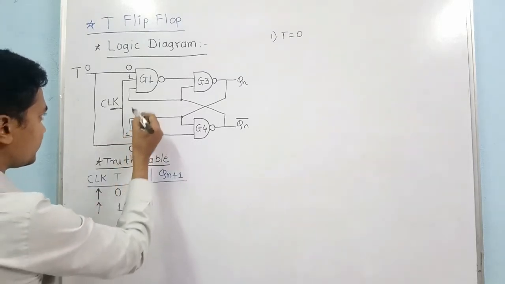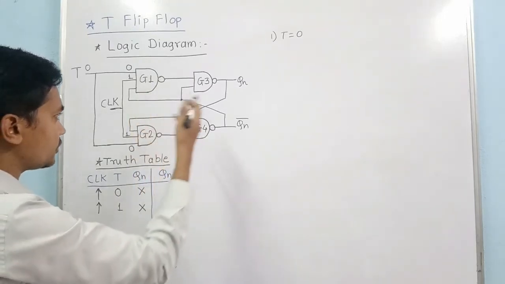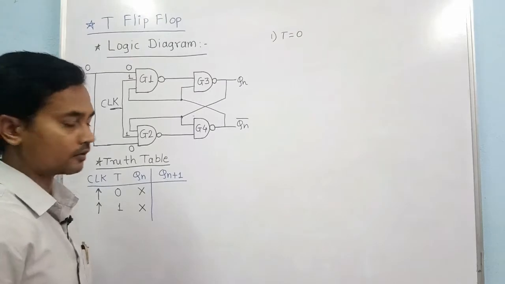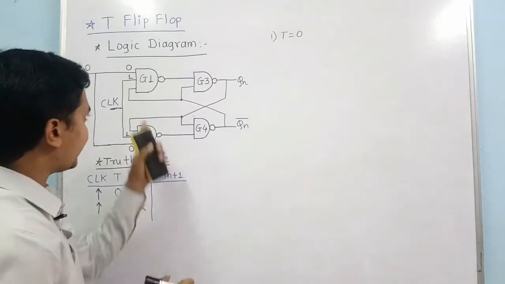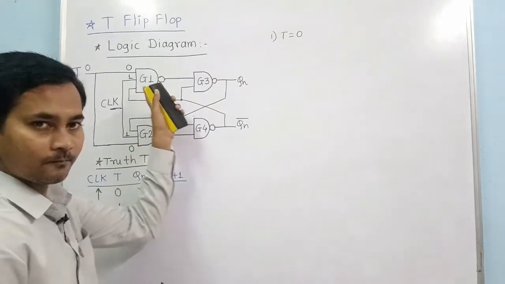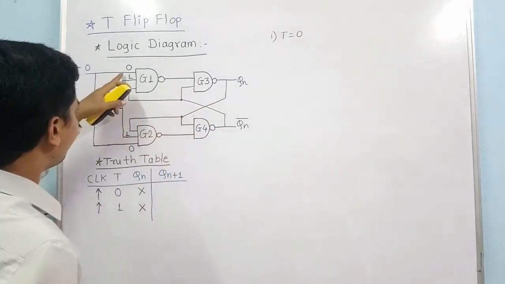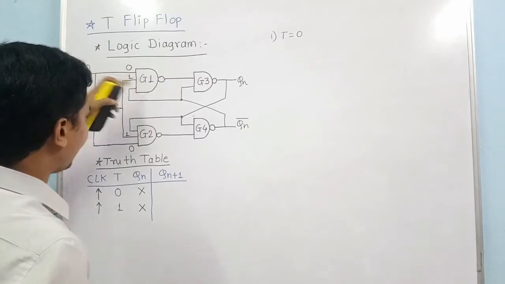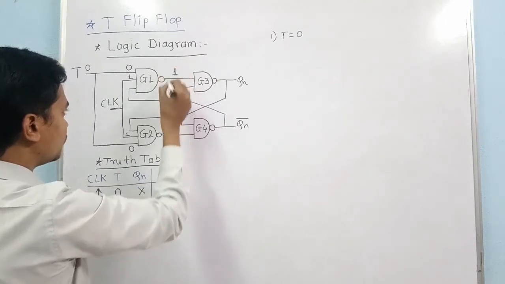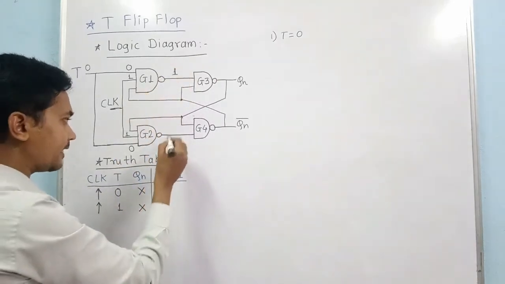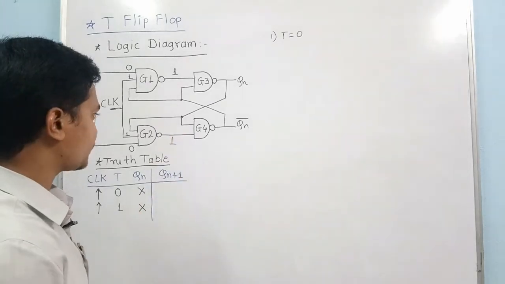Now what about the third inputs of G1 and G2? Here I have named the NAND gates G1, G2, G3 and G4, because these are the gates. As we know, the NAND gate output will become 1 if any input is 0. So if any input of a NAND gate is 0, the output will become 1. There is no need to see the other input states. Directly you can write 1, that is the output of the NAND gate.